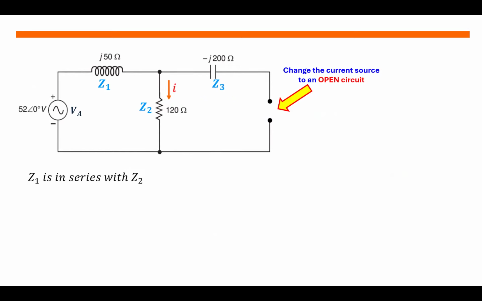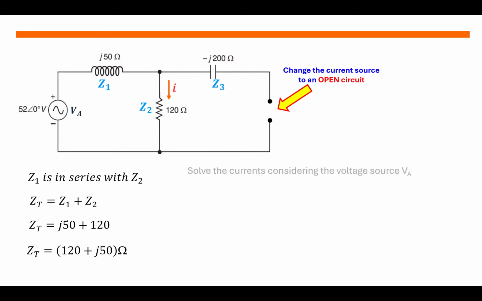So what will happen? So Z sub 1 and Z sub 2 will be in series. Okay, so we're going to apply the formula to get the total impedance. So that is equals to the sum of the two impedances. Substituting the values for Z sub 1 and Z sub 2, and we will get 120 plus J50 ohms. Then, we solve the currents considering the voltage source VA.